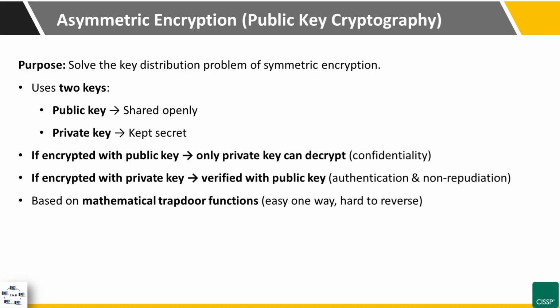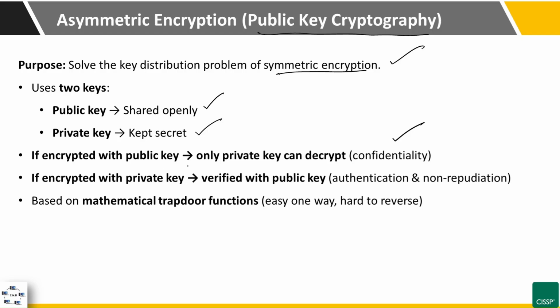So our next important encryption type is asymmetric encryption, also known as public key cryptography. This one solves the key distribution problem of symmetric key encryption. So this is an important point, keep this in mind. Asymmetric encryption uses two keys. The public key is used and shared openly, and the private key is kept secret. So if you encrypt data with the public key, only the private key can decrypt it. So it gives you confidentiality.